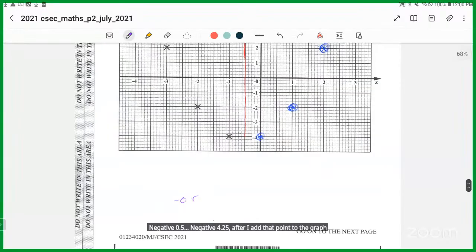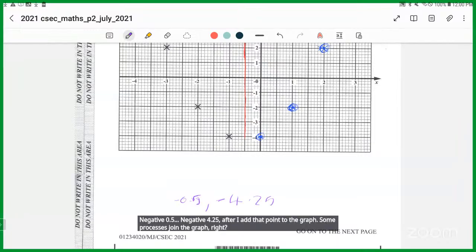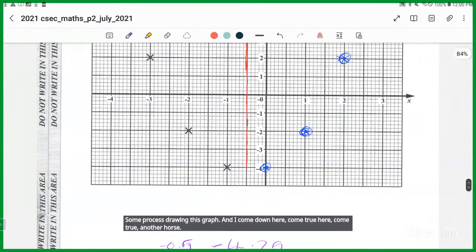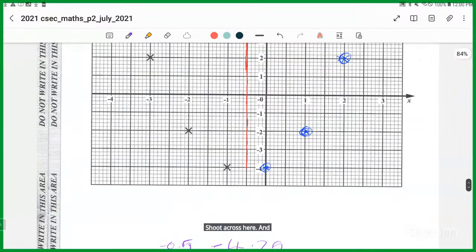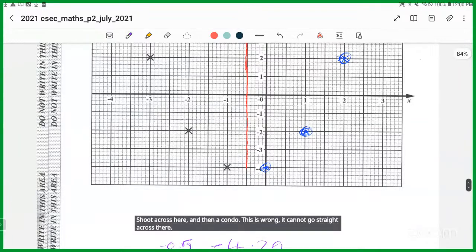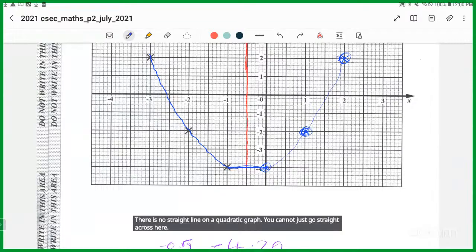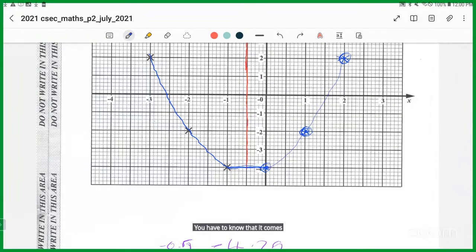Some persons drawing this graph come down here, come through here, and then they go straight across here. And then they continue. This is wrong. You cannot go straight across there. There is no straight line on a quadratic graph. You have to know that it continues down to a minimum point and then goes back up.